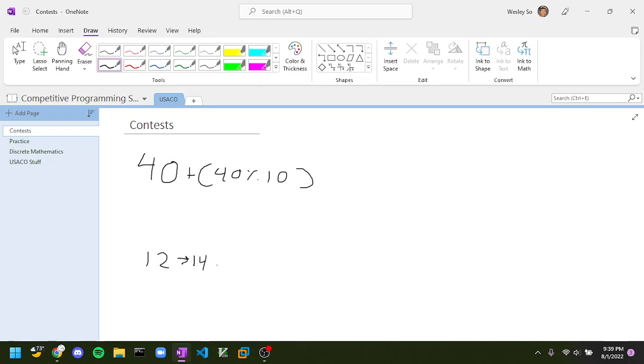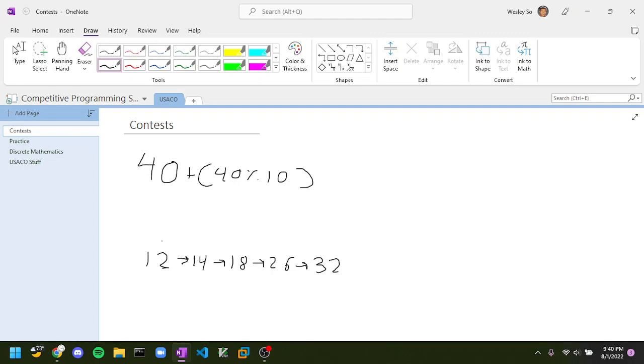14 plus 14 mod 10 is equal to 18. 18 plus 18 mod 10 is equal to 26. And 26 plus 26 mod 10 is equal to 32, I believe, yeah. And then it repeats because now we're at 32, and you see that whenever there's a 2 in the tens place, it repeats.